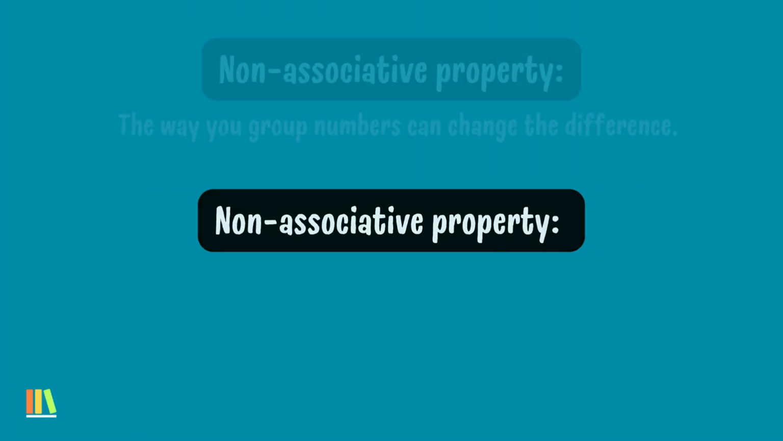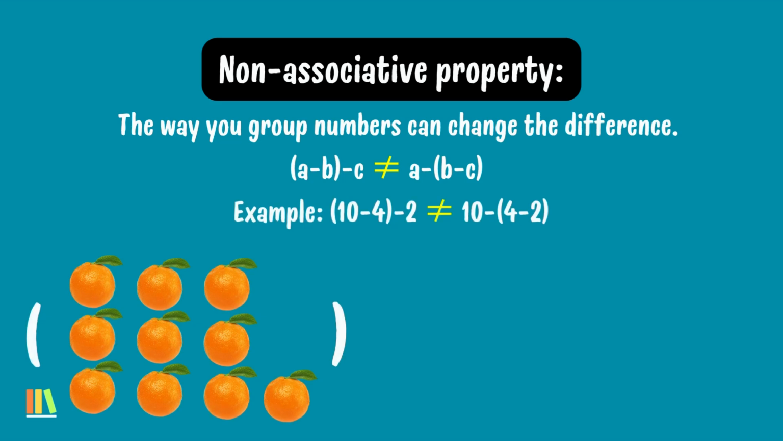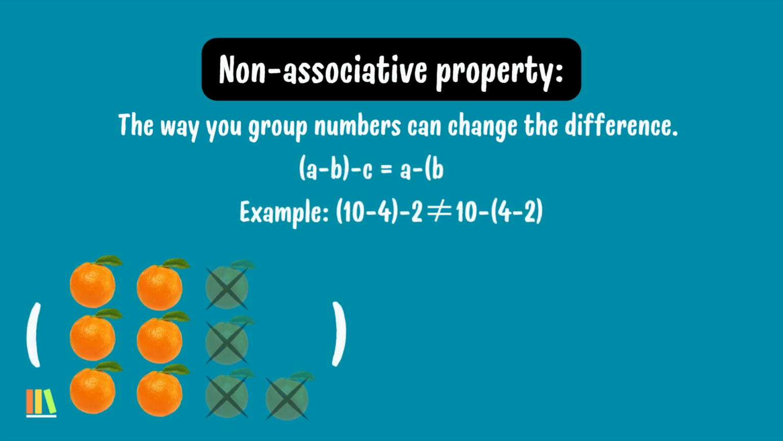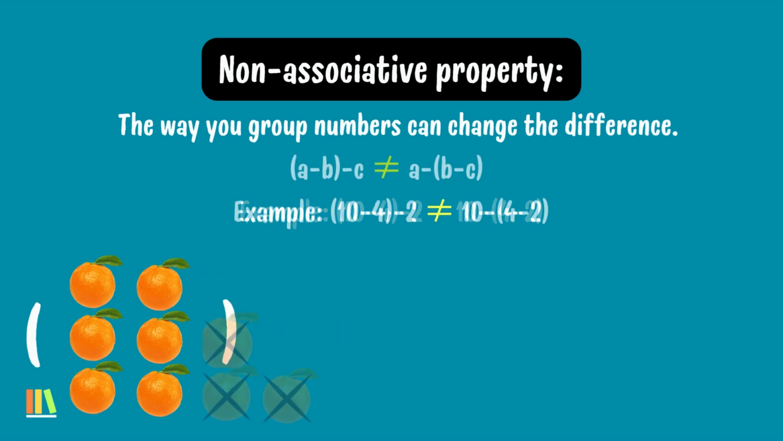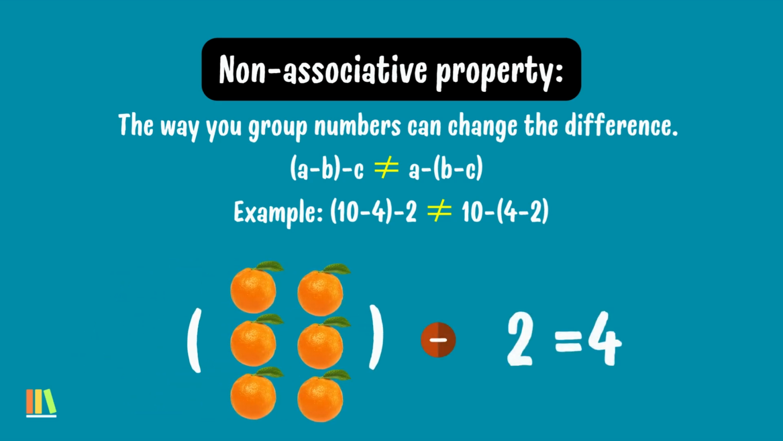Non-associative property. The way you group numbers can change the difference. A minus B grouped minus C is not the same as A minus B and C grouped. Example, I have 10 oranges grouped and I subtract 4. That gives me a total of 6 oranges grouped. 6 oranges grouped minus another 2 will total 4.